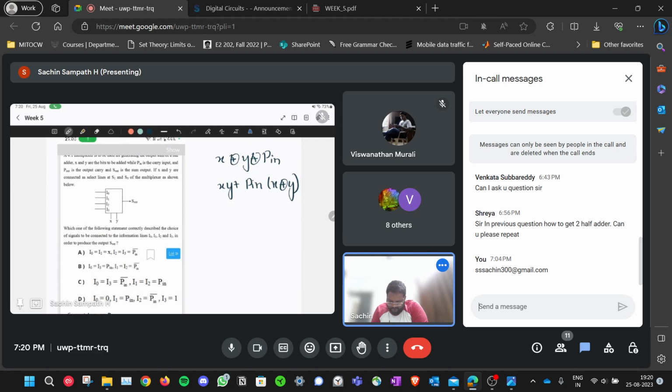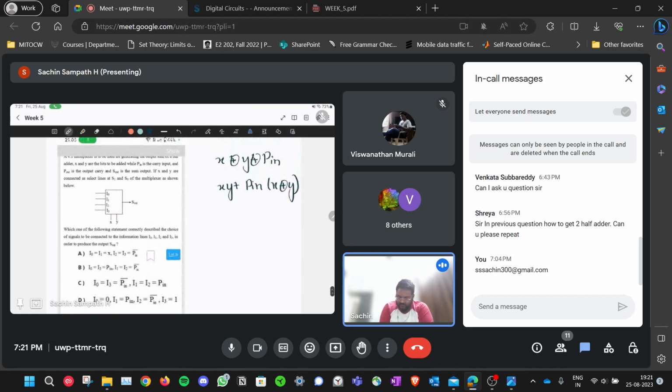Yeah, this XOR and all. We don't really need the carry then. We needed only the sum. What is X XOR Y? X bar Y plus XY bar. XOR with P in. So this is P in bar into X bar Y plus XY bar, plus P in into the complement.